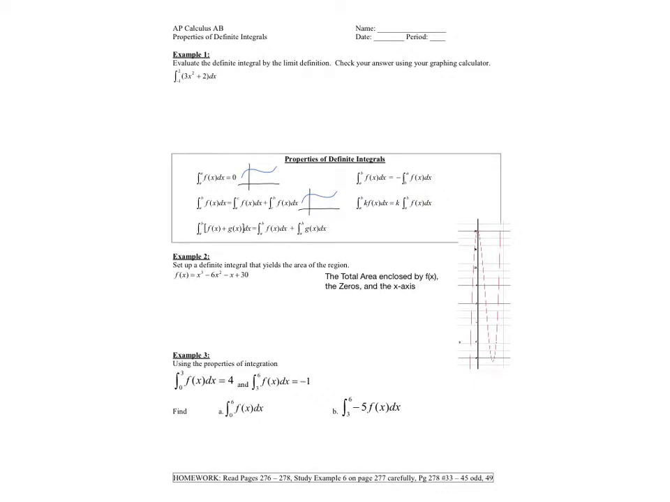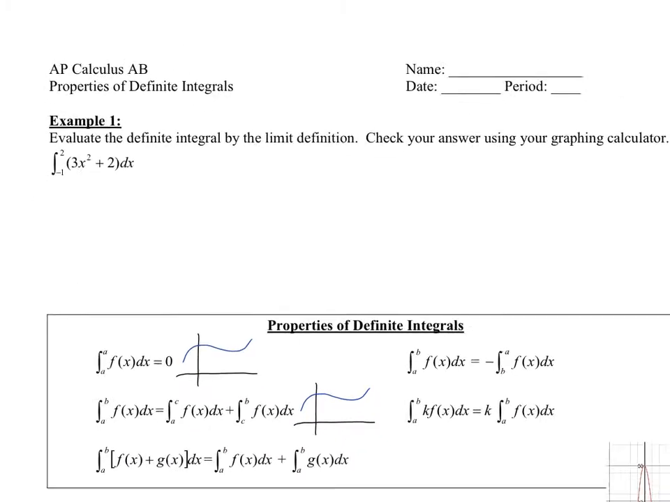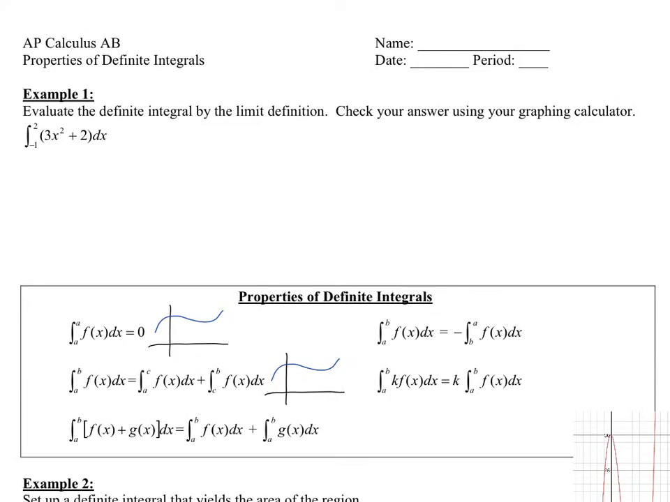All right, so we're going to look at some properties of definite integrals. I want to talk about those a little bit, but before we even get to that, just to keep the process fresh in our minds, let's do one more example. Evaluate the definite integral from -1 to 2 of 3x squared plus 2 dx. And we can check our answer using the graphing calculator. So we'll show you how to do that as well.